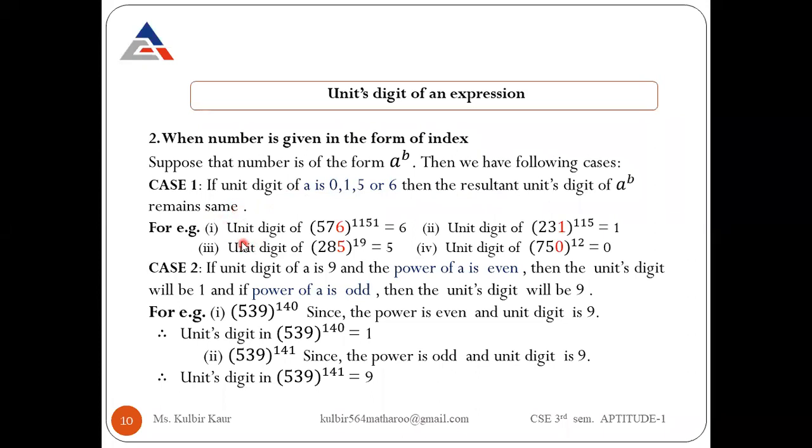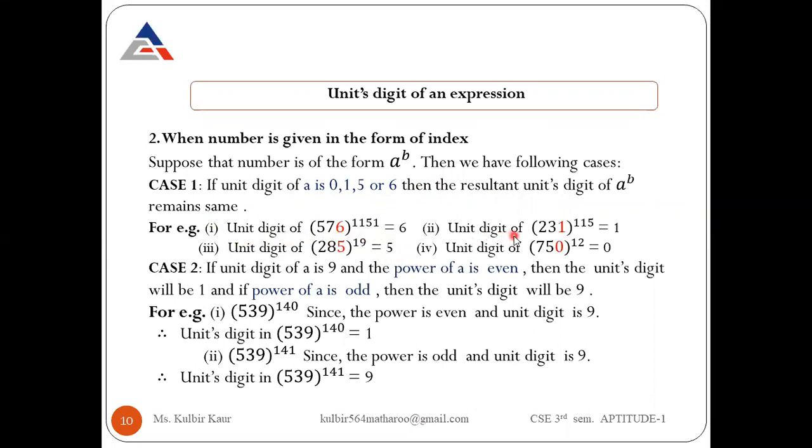For example, suppose we are given the expression 576 raised to power 1151, and we want to calculate the unit digit of this entire expression. There is no need to open this number. There is no need for any simplification. First of all, please have a look at the unit digit of a. a is 576, and the unit digit of a is 6. If the unit digit is 6, then the resultant answer will remain the same. It means the unit digit of this expression is 6 itself.